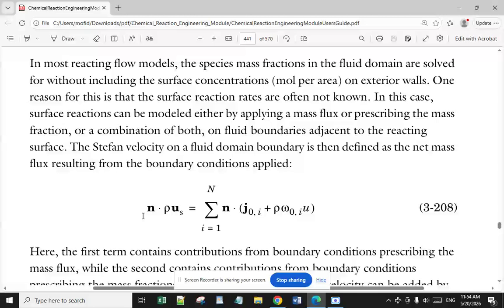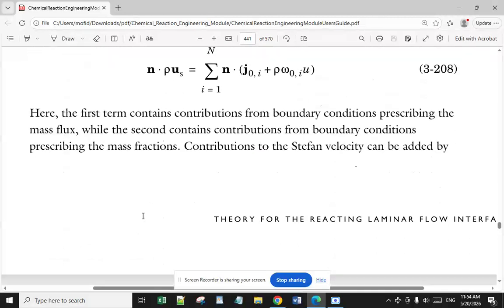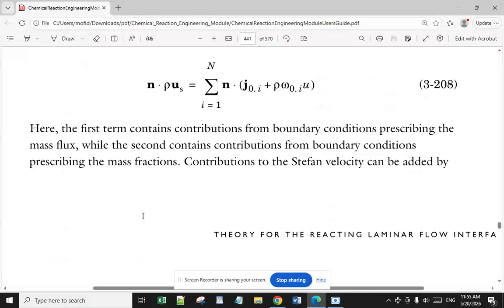On fluid boundaries adjacent to the reacting surface, the Stefan velocity on a fluid domain boundary is then defined as the net mass flux resulting from the boundary conditions, applied as follows. Here, the first term contains contributions from boundary conditions prescribing the mass flux, while the second contains contributions from the boundary conditions prescribing the mass fractions.